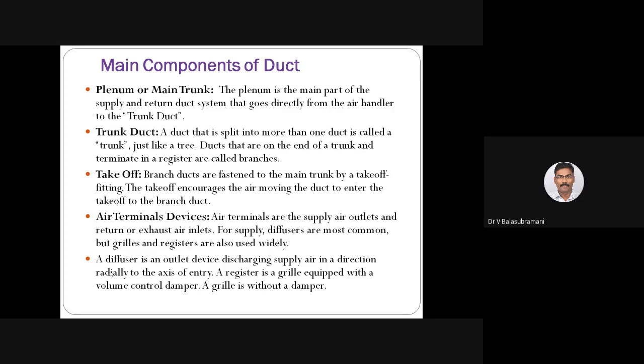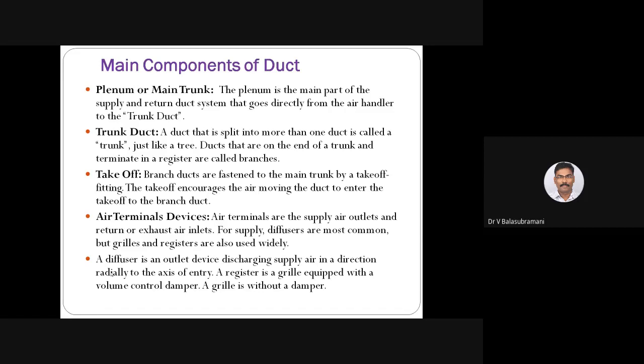Takeoff. The branch ducts are fastened to the main trunk by takeoff fittings. So the takeoff is nothing but the joint. The takeoff encourages the air moving in the duct to enter the branch duct. So that's the takeoff design. And takeoff modeling also has a lot of ASHRAE rules and ASHRAE design principles.